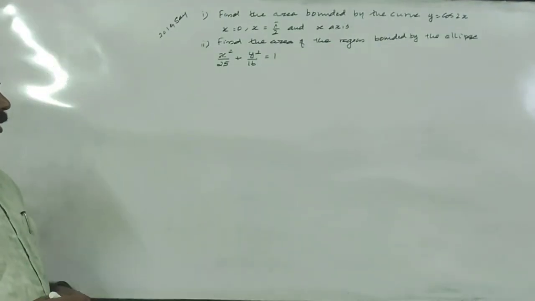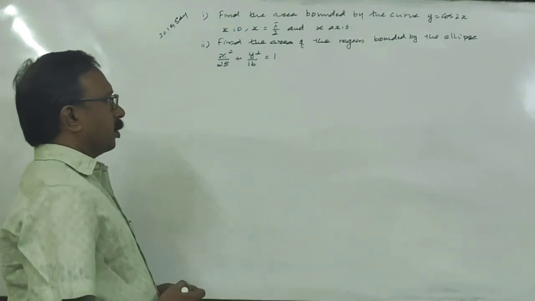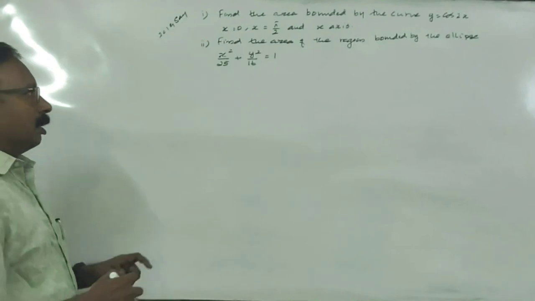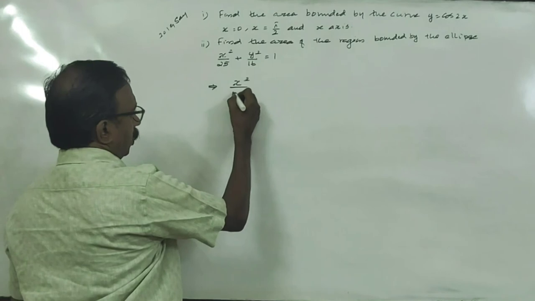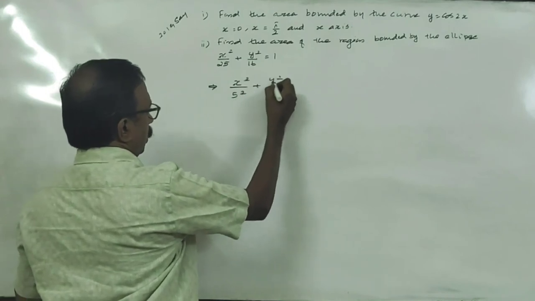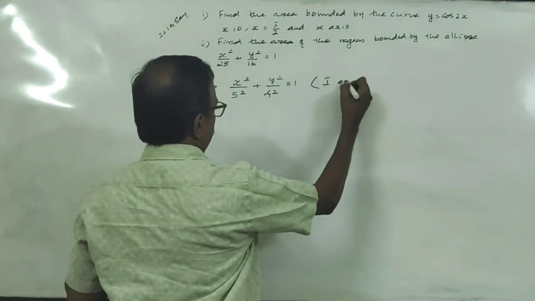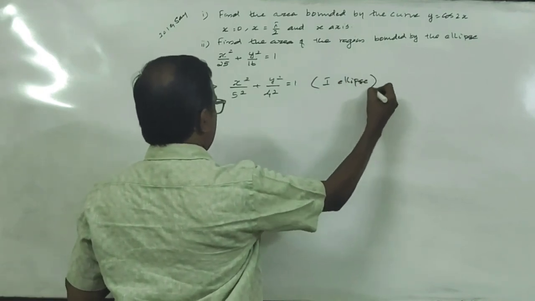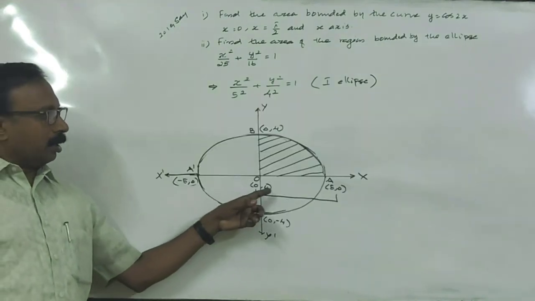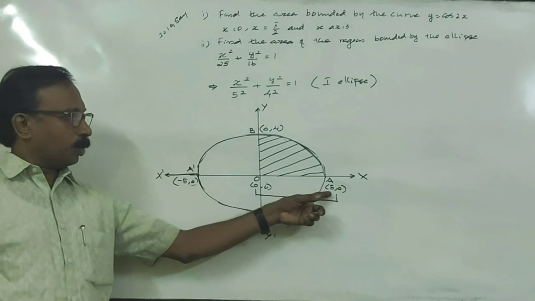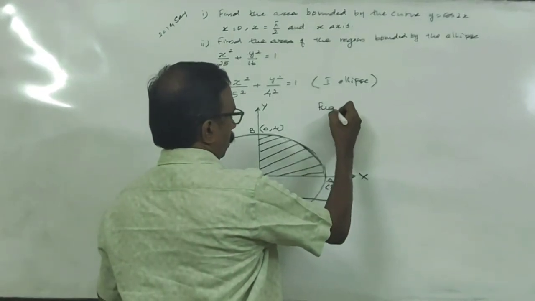Now the second question. Find the area bounded by the curve x square by 25 plus y square by 16 is equal to 1. Let's write that as x square by 5 square plus y square by 4 square is equal to 1. This is the ellipse, with the major axis along the x axis. Here we have the limits of integration, that is 0 to 5.